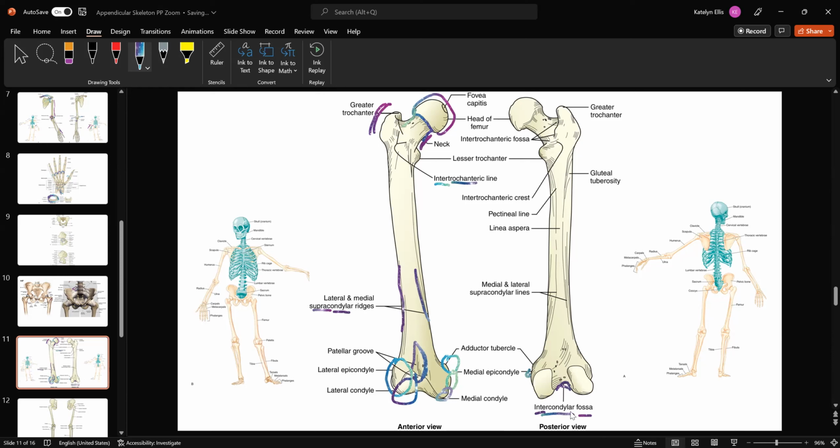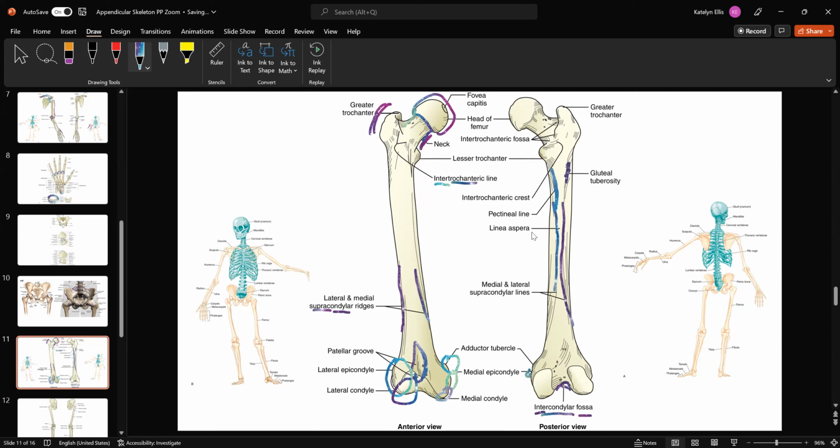Intercondylar fossa. On the posterior view, so we're looking at the back of the leg, you again have medial and lateral supracondylar lines. And you can almost see this looks like a raised little ridge right here. This is called the pectineal line. Here's a hint. You do have a muscle called the pectineus. You have the linea aspera that is right here.